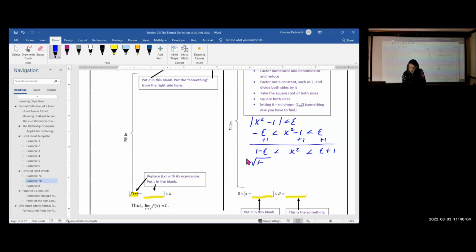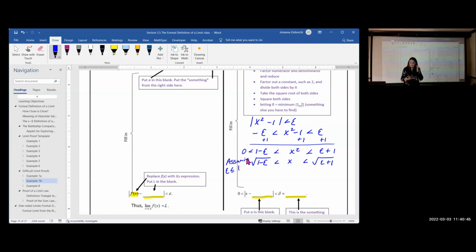So now we have the square root of 1 minus epsilon less than x less than the square root of epsilon plus 1. So actually we are making the same assumption, but we're just not making it explicit by writing it down. But we had to assume that epsilon was less than 1 to assume that this was a positive value so that we could take the square root of it. So we're really assuming here that epsilon is less than or equal to 1, all right? So that the square root is not of a negative.